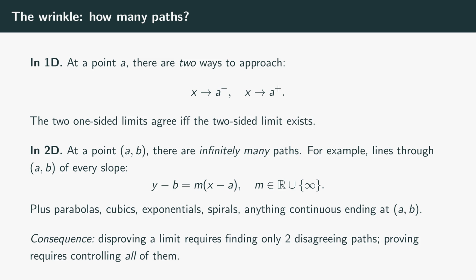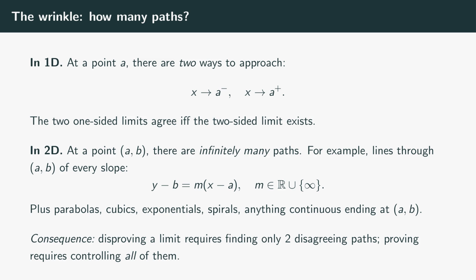In 2 dimensions, at a point (a, b) in the plane, things explode. You can approach along the line y equals b, the line x equals a, the diagonal where y minus b equals x minus a, and more generally any line through (a, b), of which there is a whole continuum parametrized by slope. But you are not restricted to lines. You can approach along a parabola where y minus b equals (x minus a) squared, along a cubic, along a logarithmic curve, along a spiral that winds around (a, b) as it converges. Any continuous curve ending at (a, b) is fair game.